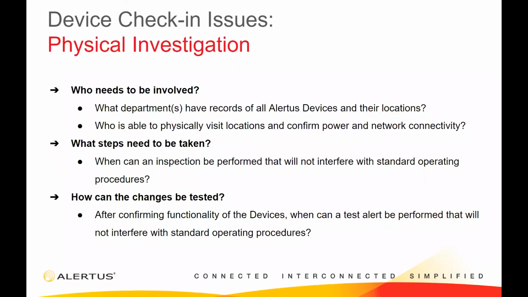First, you've got to find the records of where these devices live, if you've got devices that you need to find. You have to see who's able to physically visit those locations. If there's any sort of an access control system or security involved for getting into it, you have to know. And you need that person to also have the technical proficiency to confirm that power and network are functioning there.